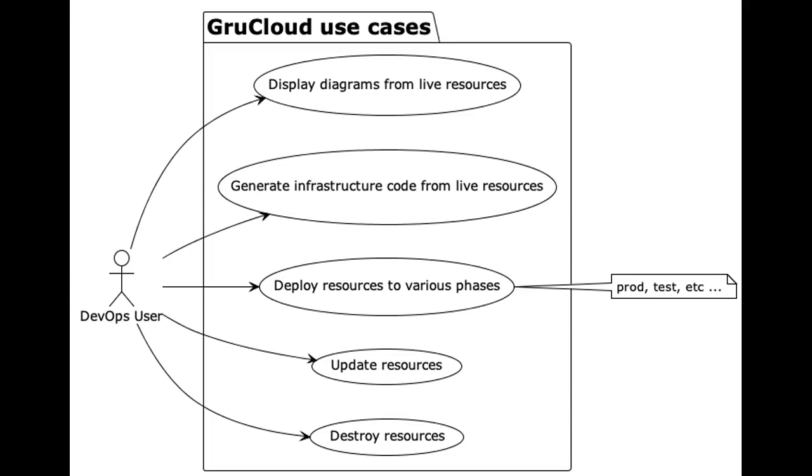To summarize this video, we have seen how to use GruCloud to display infrastructure diagrams, generate the code, as well as list, update, and destroy infrastructure on Google Cloud. As a side note, GruCloud also supports the other major cloud providers such as Amazon Web Services and Microsoft Azure.